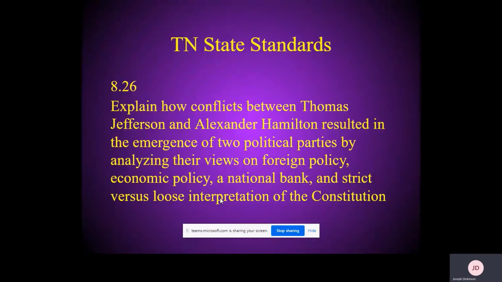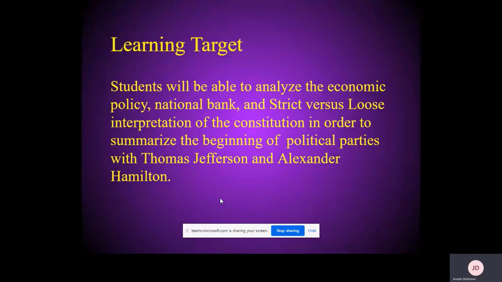All right, so an interpretation is like, how do you interpret something? What does that mean to you? And that's where Jefferson and Hamilton are going to argue about what the Constitution says and how it can be read. People still argue about it. All right, so our learning targets: to analyze the economic policy, national bank, and strict versus loose interpretation of the Constitution in order to summarize the beginning of political parties with Thomas Jefferson and Alexander Hamilton.